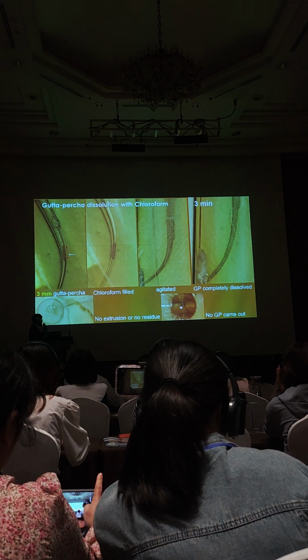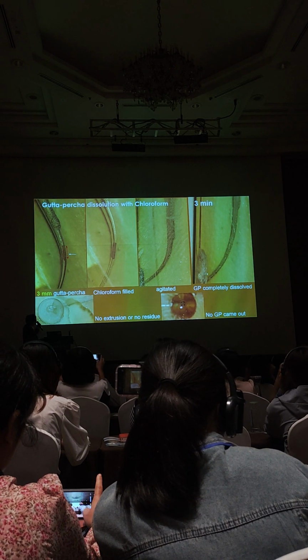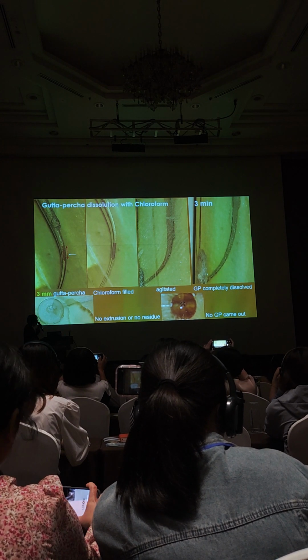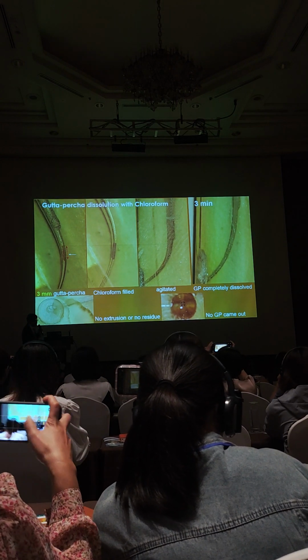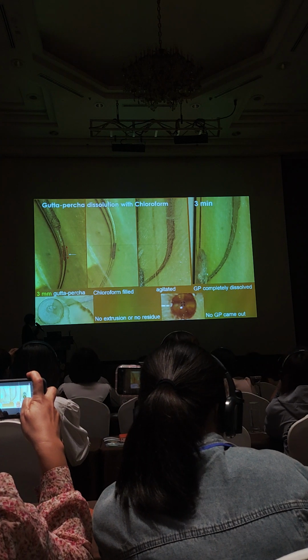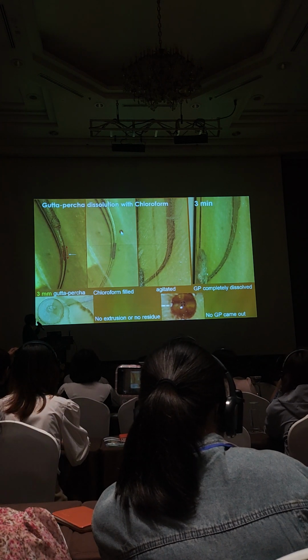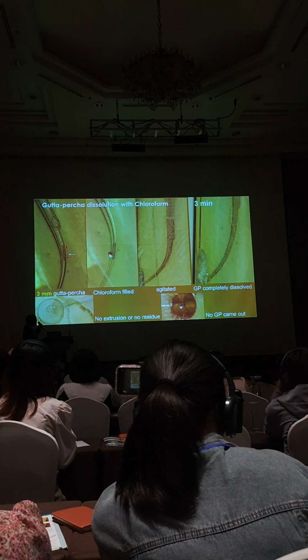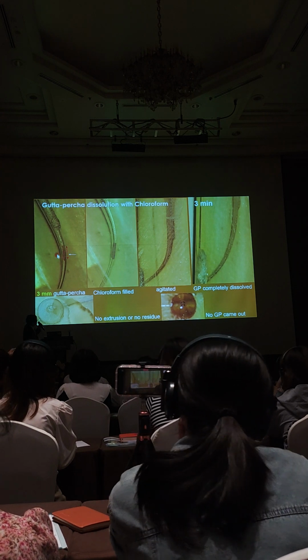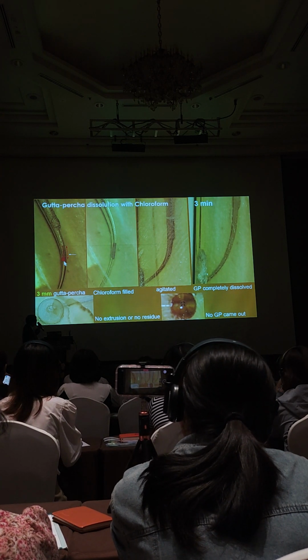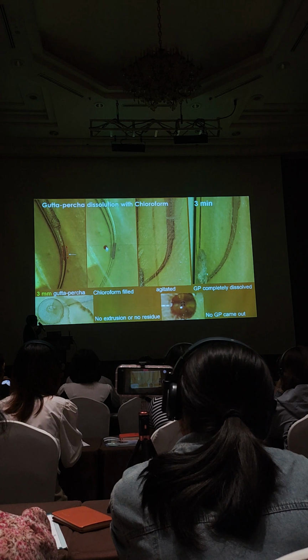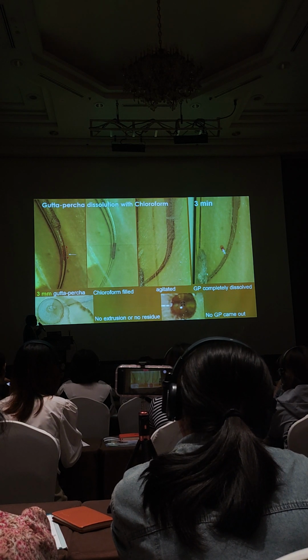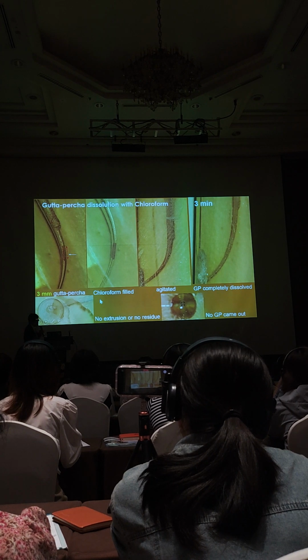When you have gutta-percha remaining 3 millimeters inside the root canal, this is a small study I did many years ago. If you put chloroform inside the root canal when you have a 3 millimeter gutta-percha cone, and you agitate it and wait 3 minutes, the gutta-percha is completely dissolved, completely gone.